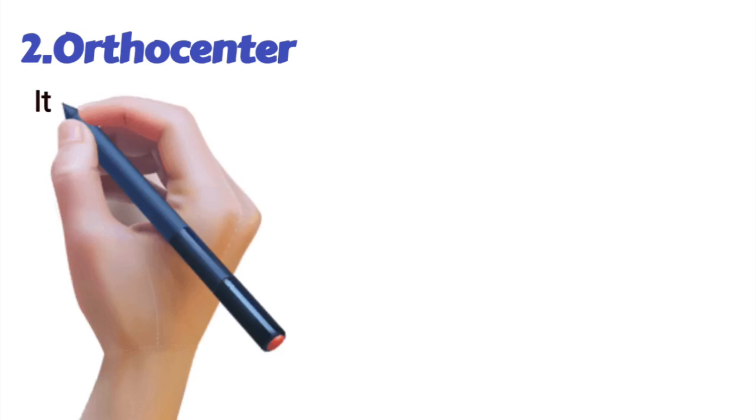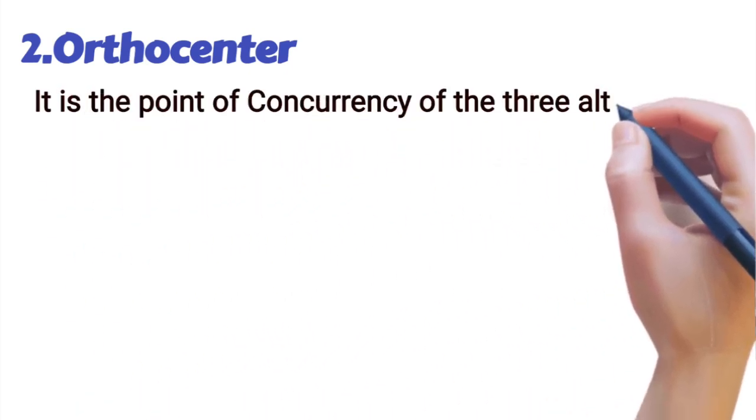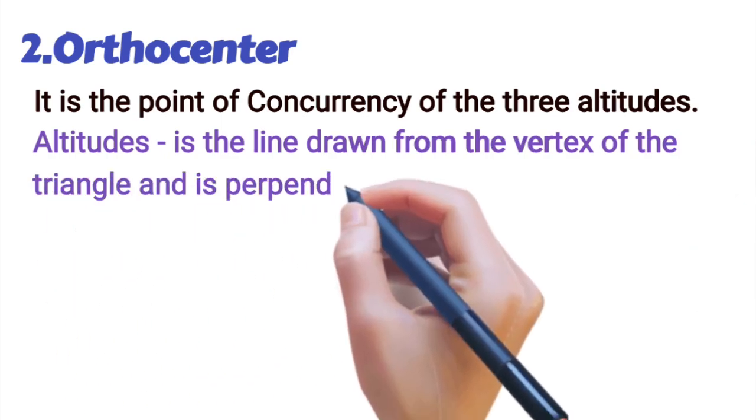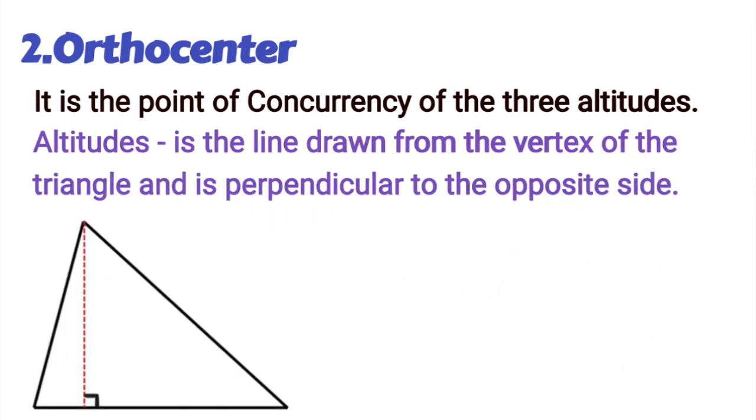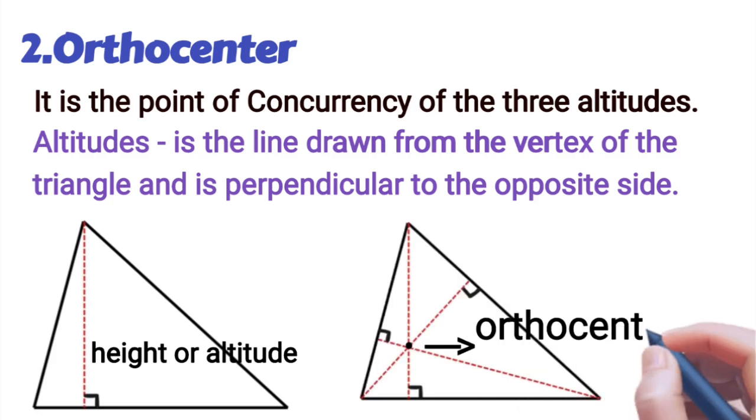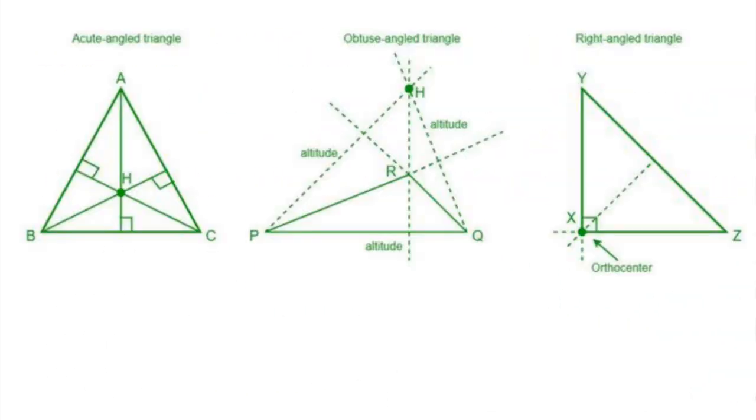Second, orthocenter. It is the point of concurrency of the 3 altitudes, where an altitude is the line drawn from the vertex of a triangle and is perpendicular to the opposite side. Take one corner of the triangle, draw a line from that corner down to the opposite side so it forms a right angle. This line is also called the height or altitude of the triangle for this base. Now do the same thing from the other 2 corners. The place where all the 3 altitudes cross each other is called the orthocenter of this triangle.